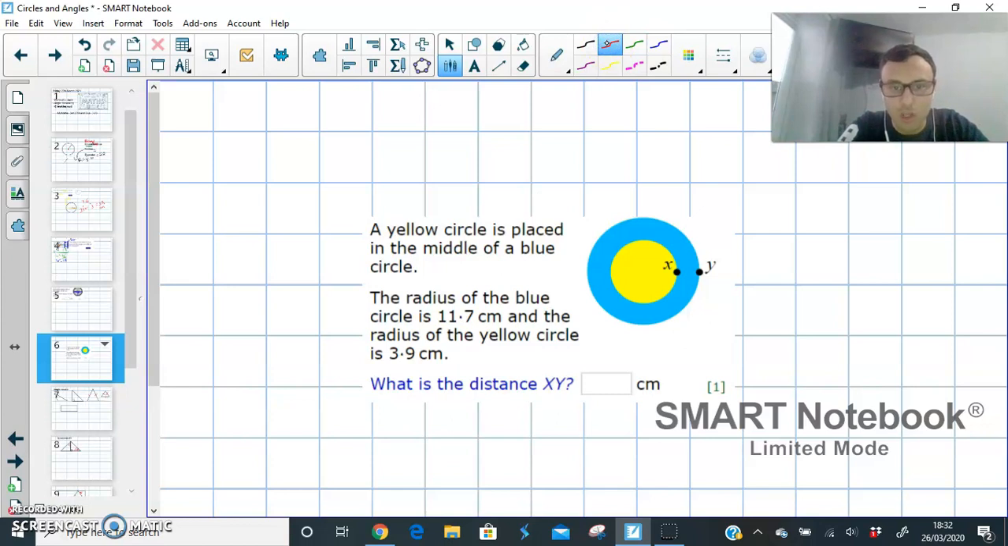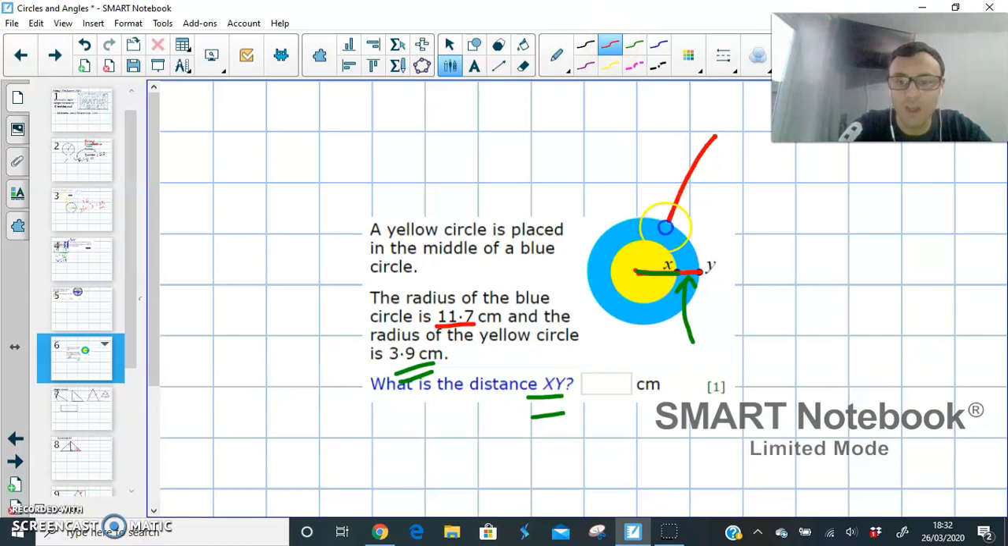We've got a yellow circle is placed in the middle of the blue circle. The radius of the blue circle, so going all the way along here, is equal to 11.7. And the radius of the yellow circle, so if I do that one in green, is equal to 3.9, and it then wants the distance, which is this extra bit there, between x and y, so the outside of the yellow to the outside of the blue, that's the distance x, y.